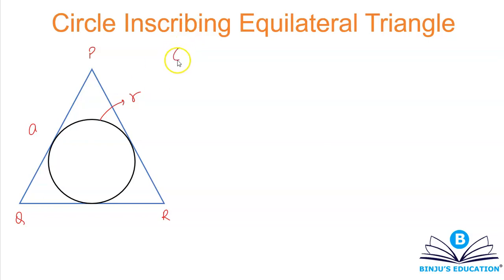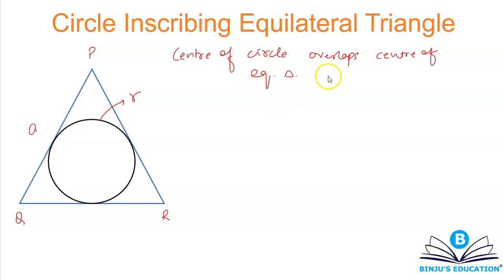The concept is the center of circle overlaps center of equilateral triangle. Now what is the center of an equilateral triangle? The term for the center of an equilateral triangle is centroid. It's known as centroid. Now what is a centroid?